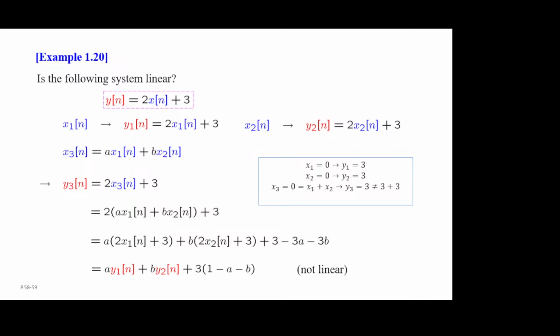So let's say your x1 equal to 0, then your y1 becomes 3, and x2 equal to 0, y2 becomes 3. Then you add that together: x1 plus x2 is still 0, but y1 plus y2 is 6, but that's not equal to 3 that you get by going through this system. Okay.